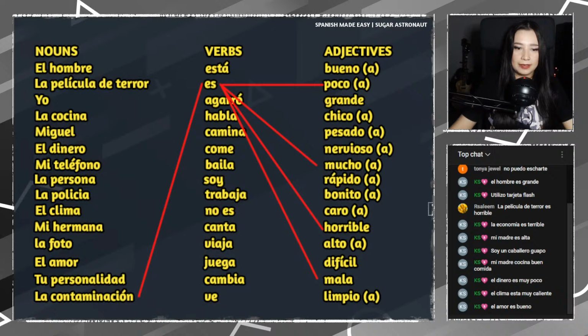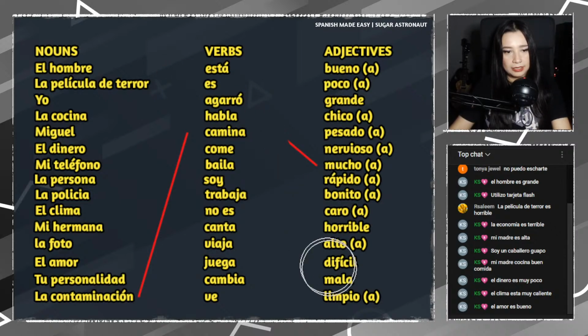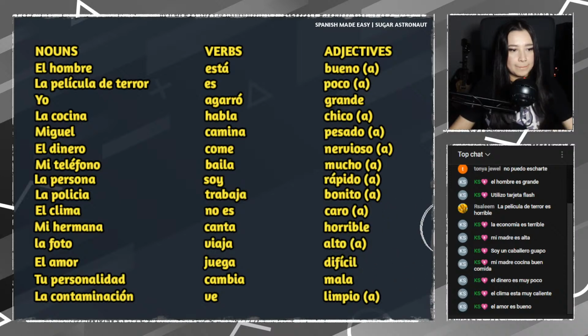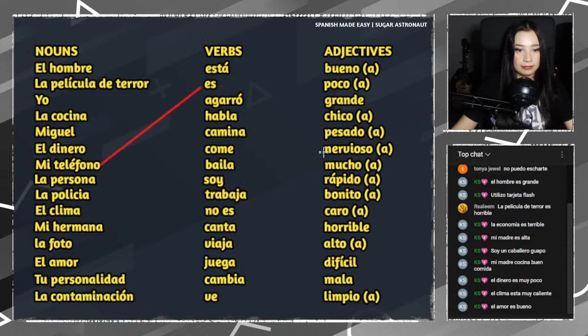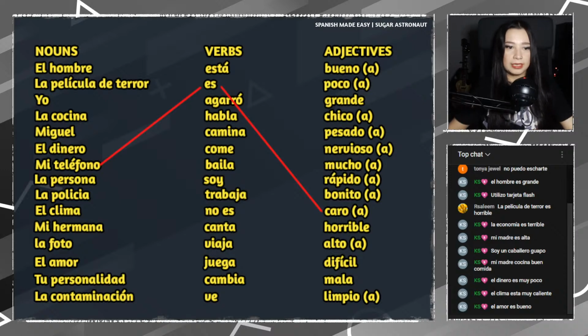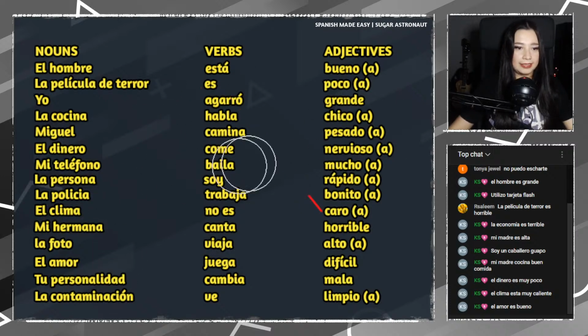And I think that's it. Did we use caro? Expensive? I don't think we did. Did we use that adjective at all? I don't think we did. You could say, mi teléfono es caro. My phone is expensive. When talking about things, you can say that. And that's it, guys. That is it.